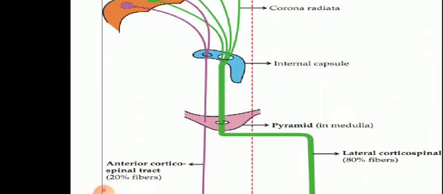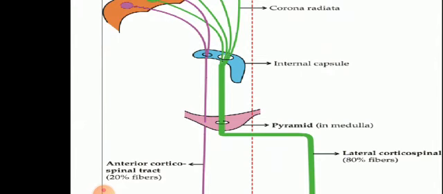Please remember, the lateral corticospinal tract, after they decussated to the opposite side, was coming down in the lateral funiculus of the spinal cord. Now here the 20% of the fibers which constitute the anterior corticospinal tract, without crossing to the opposite side, come down on the same side of the spinal cord, occupying which area? The anterior funiculus of the spinal cord.